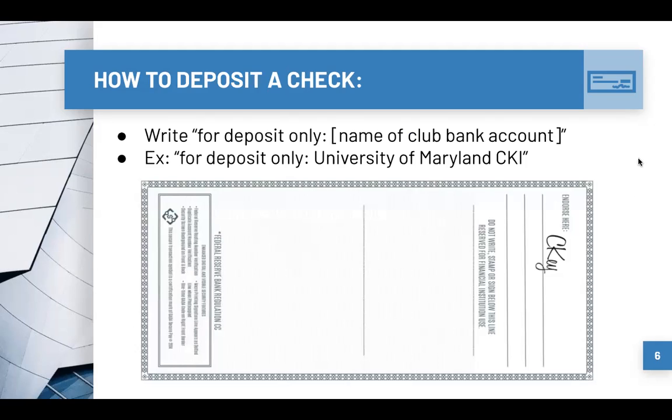When you're depositing a check, you want to make sure that you write "for deposit only," and since it's coming from your club's bank account, you would write the name of your club. So in the example, you would write "for deposit only, University of Maryland CKI."